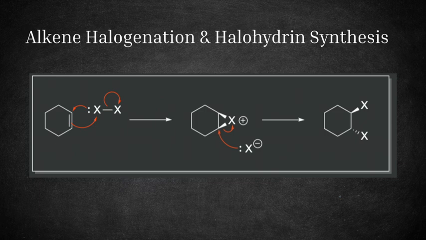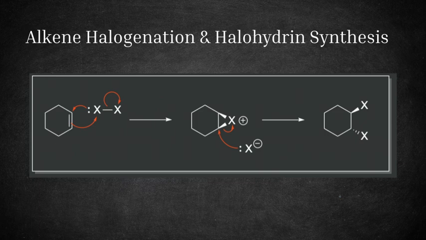Simultaneously, the bond between the two halogen atoms breaks heterolytically, and the newly bonded halogen atom interacts with the second carbon of the alkene, resulting in the formation of a positively charged, three-membered halonium ion intermediate. In this intermediate, the halogen is covalently bonded to both carbons of the former double bond, creating a strained cyclic structure. Next, the halonium ion is attacked by the free halide ion, which acts as a nucleophile.